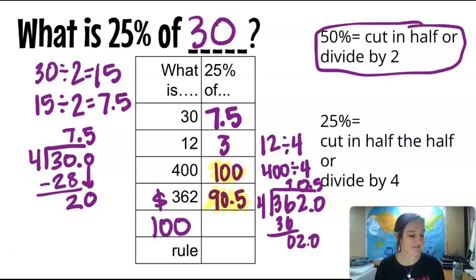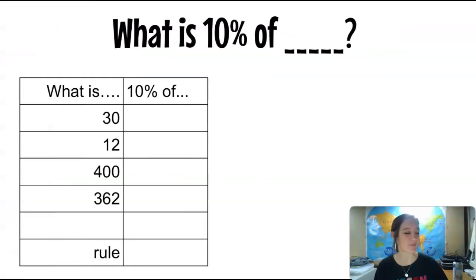What is 25% of 100? 25. What's the rule? Divide by 4. That's your rule for 25%.